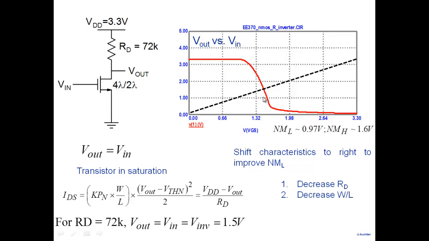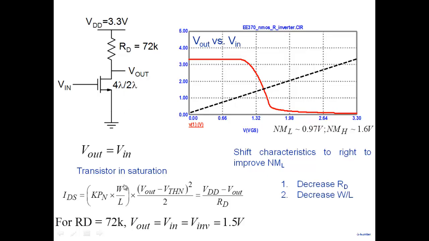So I want to shift these characteristics towards the right. Can you see that I have two options? This is my pull up. What should I do to the pull up? Reduce the value of the resistance. So that's one way of doing it: reduce RD. And what else can I do? Increase the resistance of this particular one. How do you increase the resistance of this particular one? You make its size smaller.